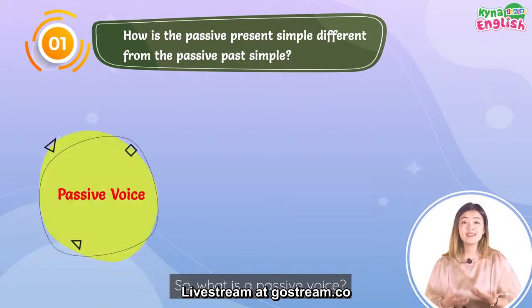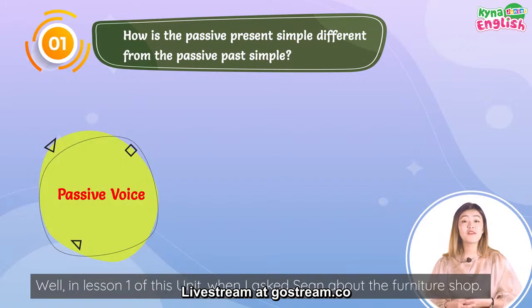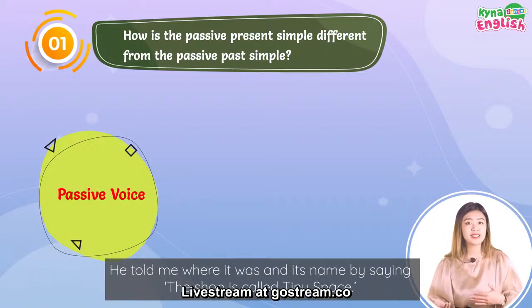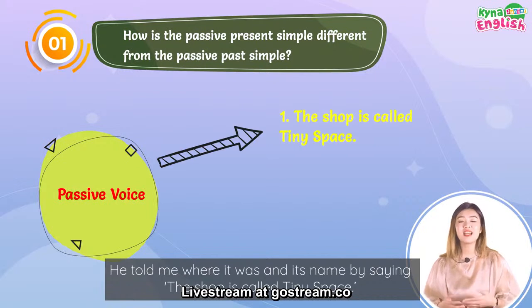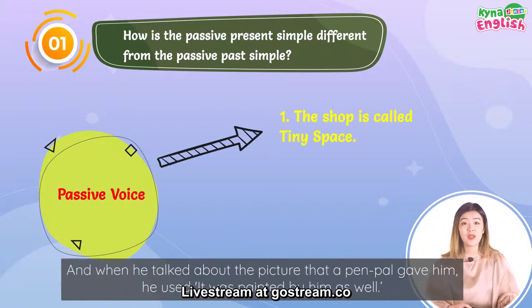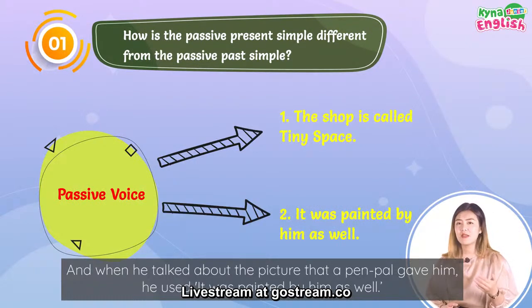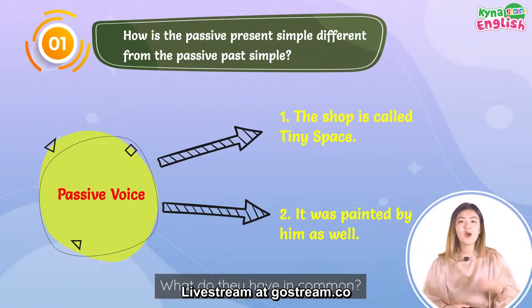So, what is the passive voice? Well, in lesson 1 of this unit, when I asked Sean about the furniture shop, he told me where it was and its name by saying, "The shop is called Tiny Space." And when he talked about the picture that a pen pal gave him, he used, "It was painted by him." What do they have in common?